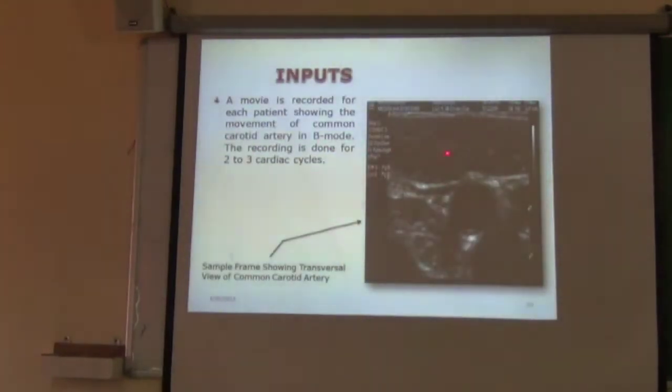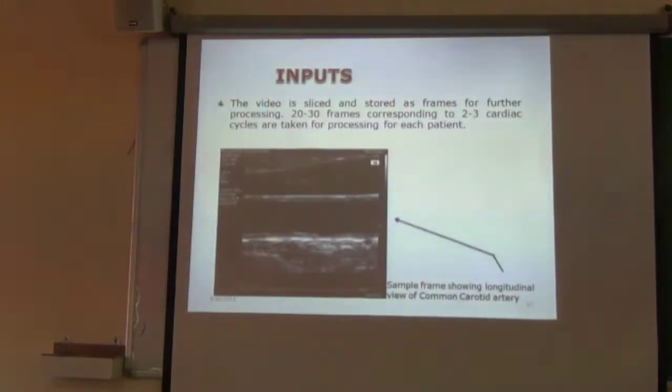So these are the inputs, which I already showed in a movie in the previous slides. This is a sample image showing the transversal view of the common carotid artery. You see that the near wall has no information, while the far wall, to the naked eye, shows some intensity variations compared to the lumen and other tissue levels. It is recorded for 2 to 3 cardiac cycles. Next. This is in video, stored as 20 to 30 frames for the longitudinal view.